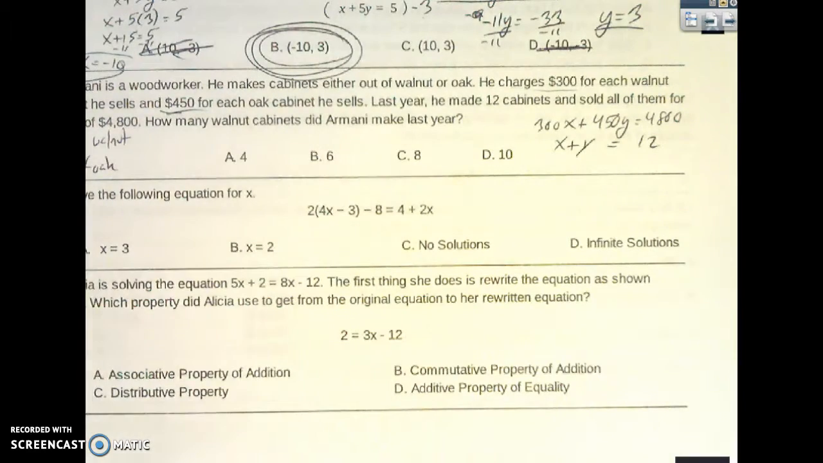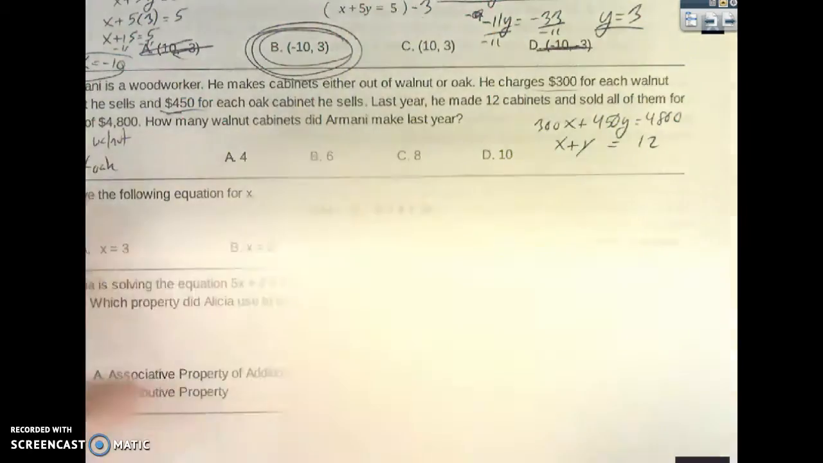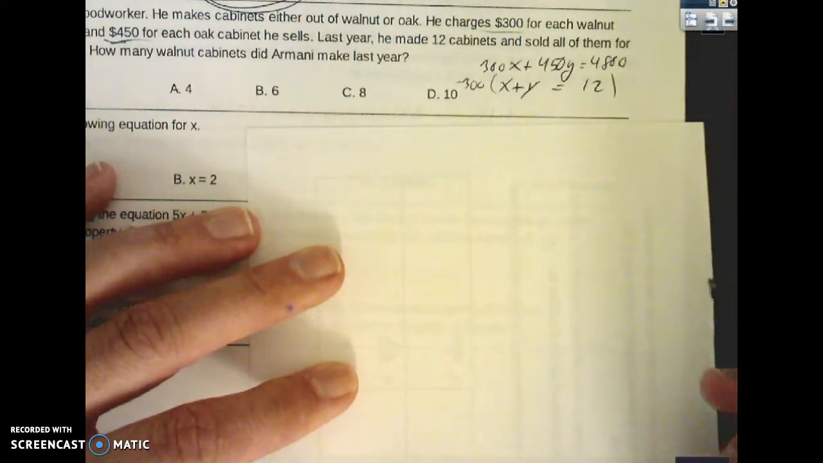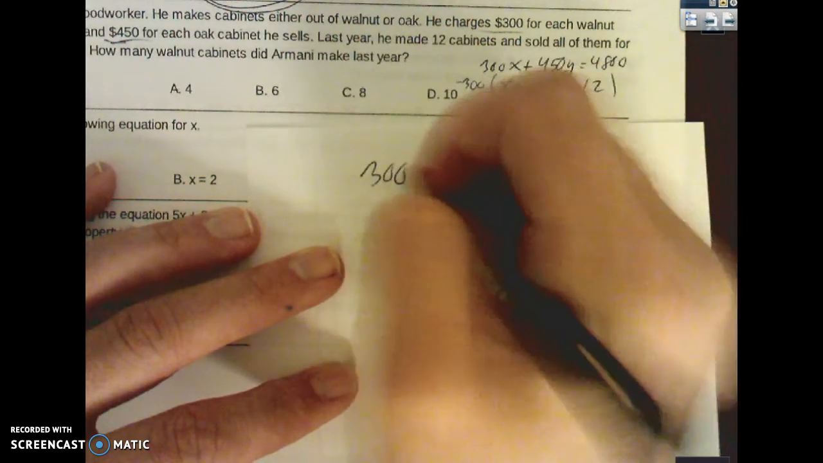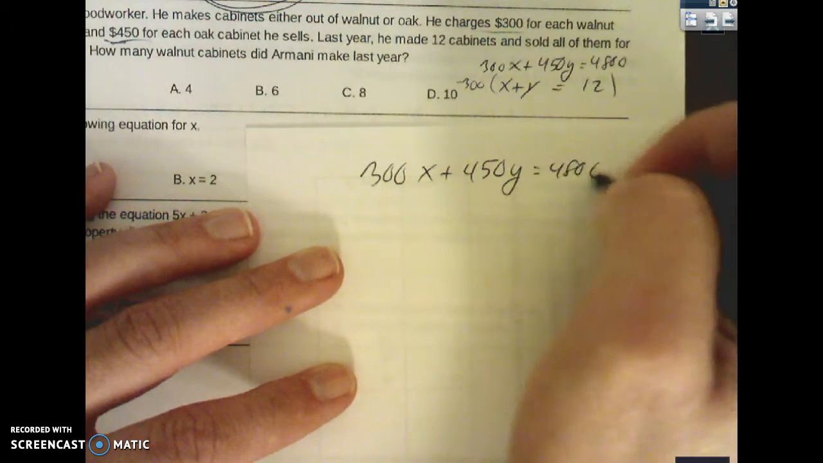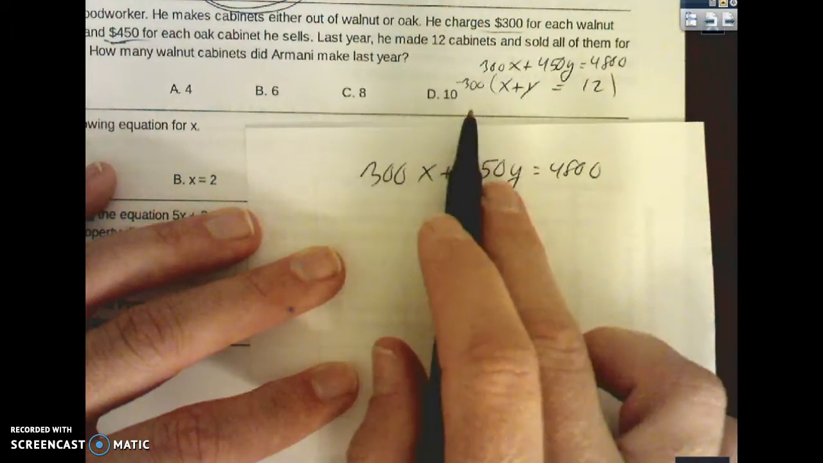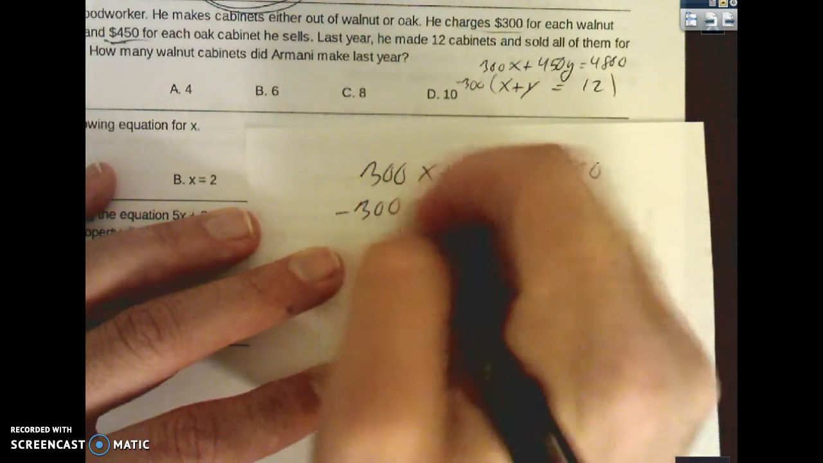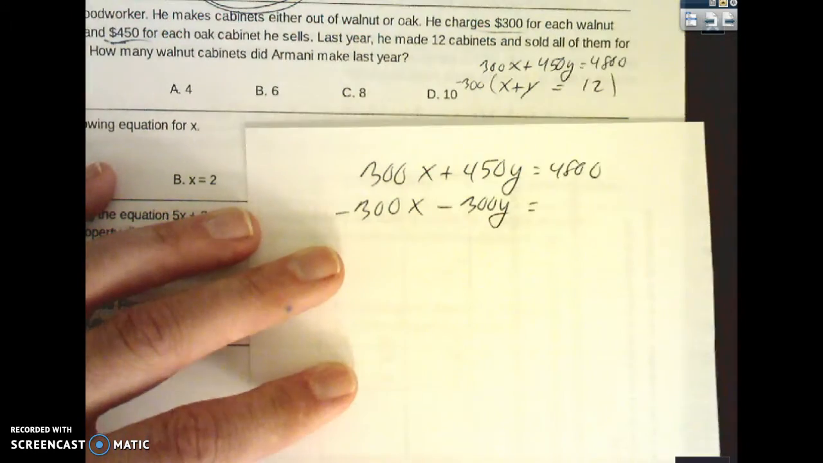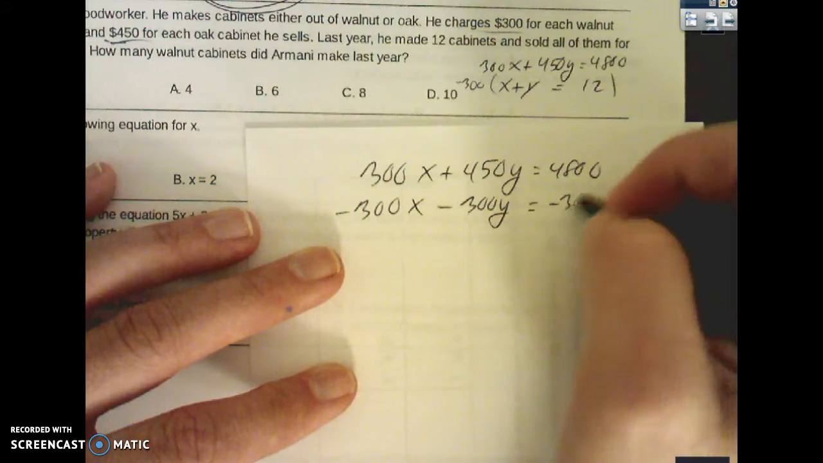I'm going to show you guys this on a separate piece of paper so I have some room to work with. Alright, so, oops, I'm covering up the problem. I can multiply this bottom equation through by negative 300. I'm trying to get something to match up. Up top, I have 300x plus 450y equals 4,800. Down low now, I get negative 300x minus 300y equals negative 3,600.